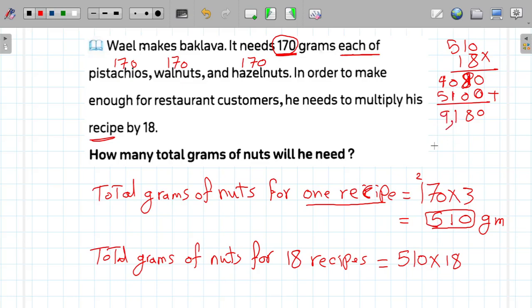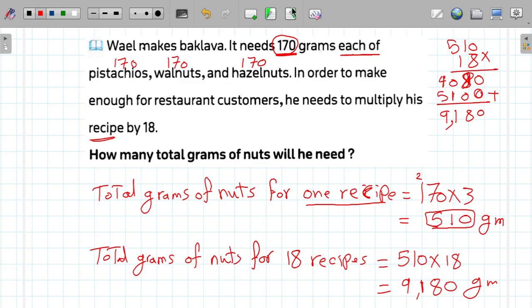So the total number of grams for 18 recipes will be 9,180 grams. So he will need 9,180 grams for all recipes.